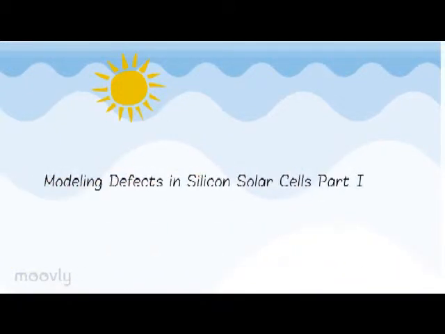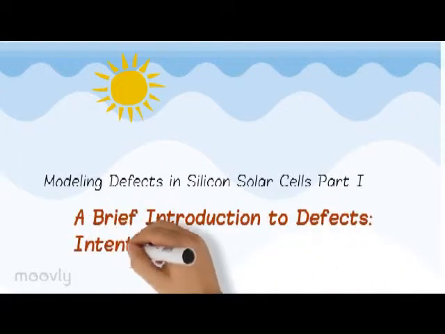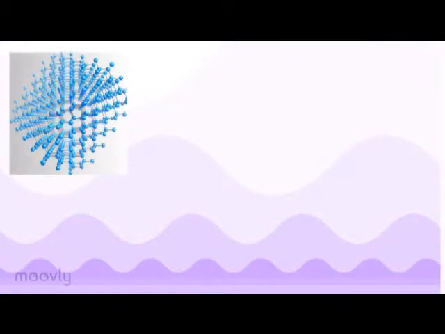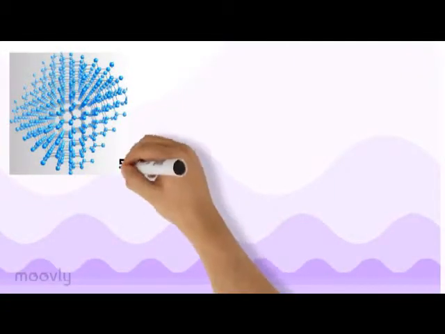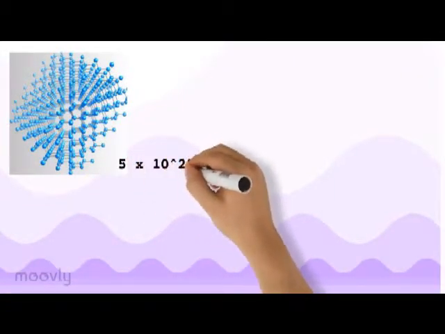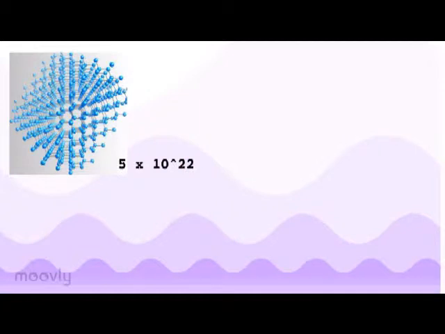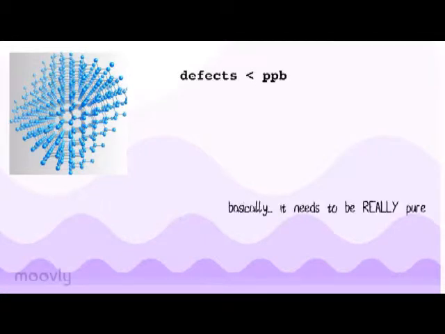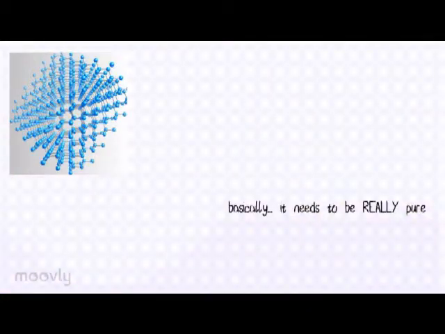Welcome to Part 1, a brief introduction to defects, intentional and non-intentional. In 1 cubic centimeter of intrinsic silicon at 300 degrees Kelvin, there are about 5 times 10 to the 22nd atoms. For solar cells, silicon needs to be about 99.9999% pure. Defects and other impurities need to be on the order of parts per billion total. So let's start from the basics.